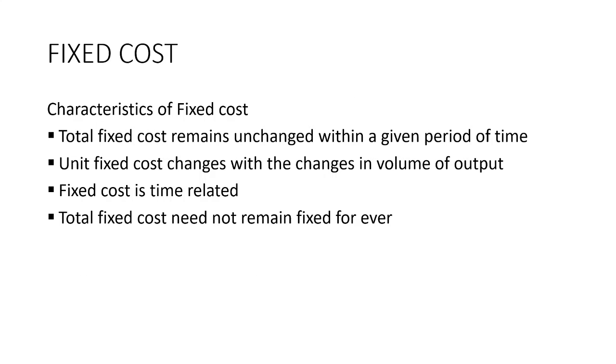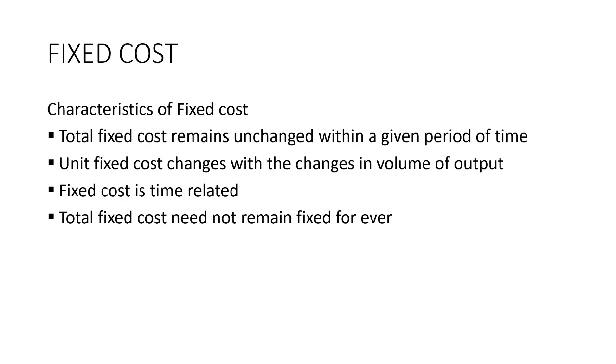So we'll see the characteristics of the fixed cost. What is the first characteristic? The total fixed cost remains constant within the given period of time. That is, it remains unchanged within a given period of time. The same example, I'll continue. Rent is rupees 10,000. So whether you produce 1 unit or 1,000 units or 10,000 units, rent to be paid will be 10,000 only.